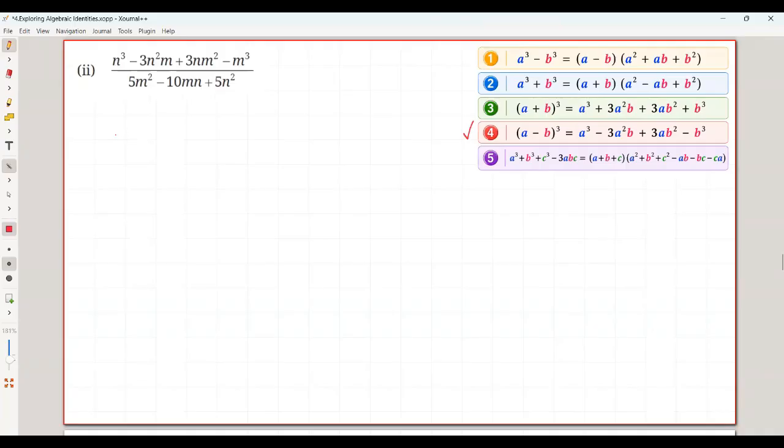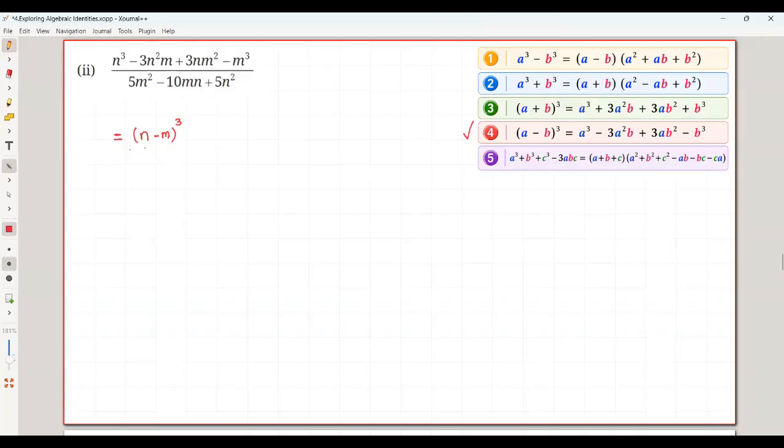From this I have to find out what is a, what is b. So directly I'm writing, using this identity, I am able to write the a value: a is nothing but n. So the b value is m, with the minus. So n minus m the whole cube. If I expand this, I'll be getting this.